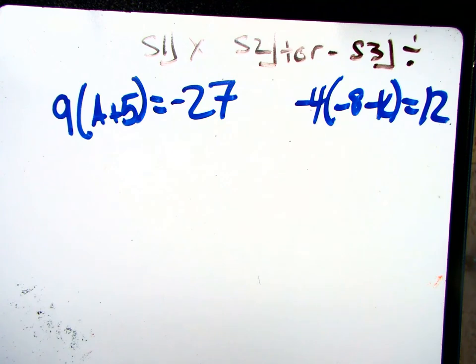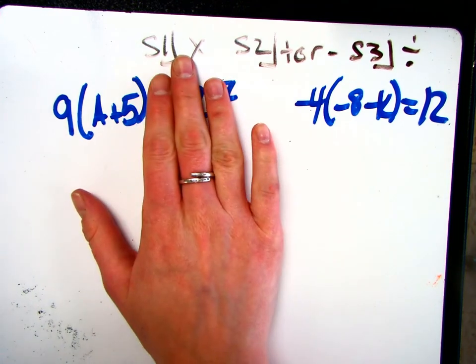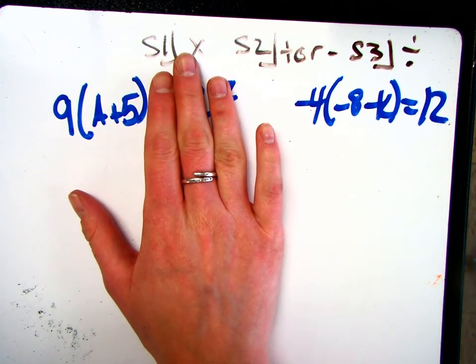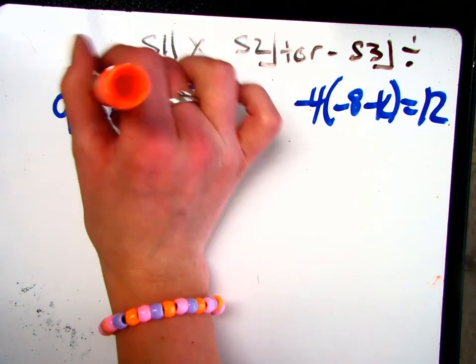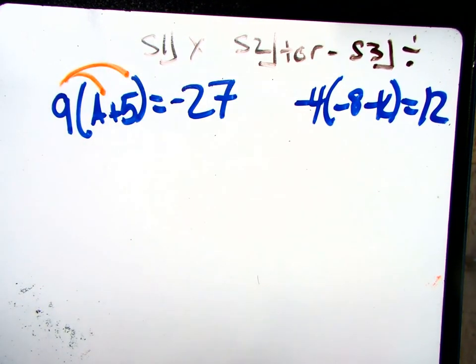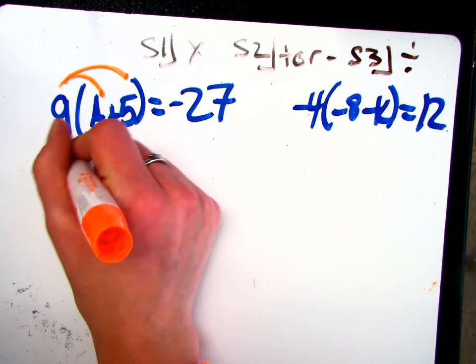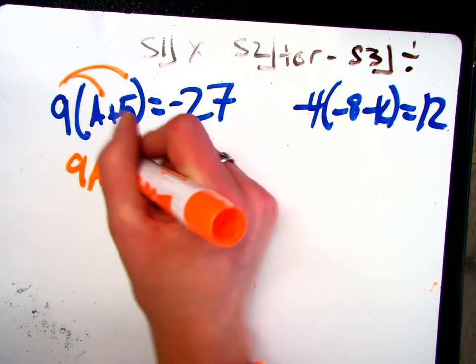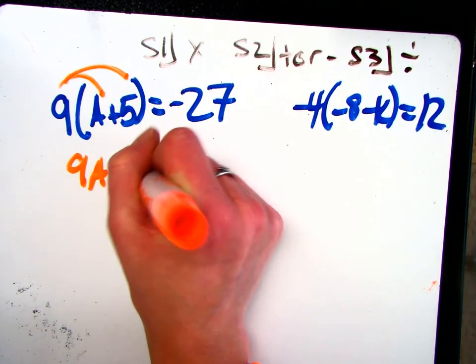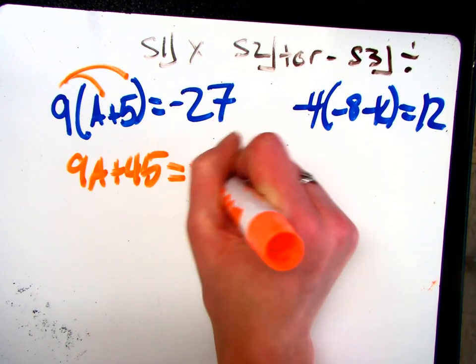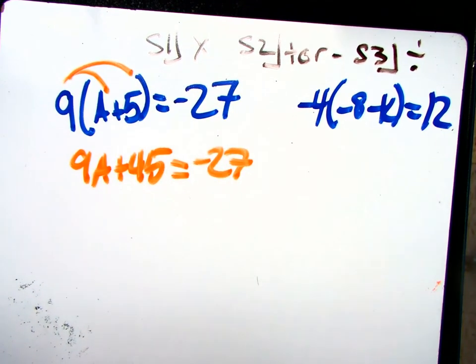So when we look at these ones, the first thing we're going to do is multiply, because notice that this looks a lot like distributive property, so we're just going to get rid of the parentheses. So that means we got 9 times a, which is 9a, and 9 times 5, which is 45. And the negative 27 will stay the same because it's not part of the parentheses, so we don't have to multiply to it.